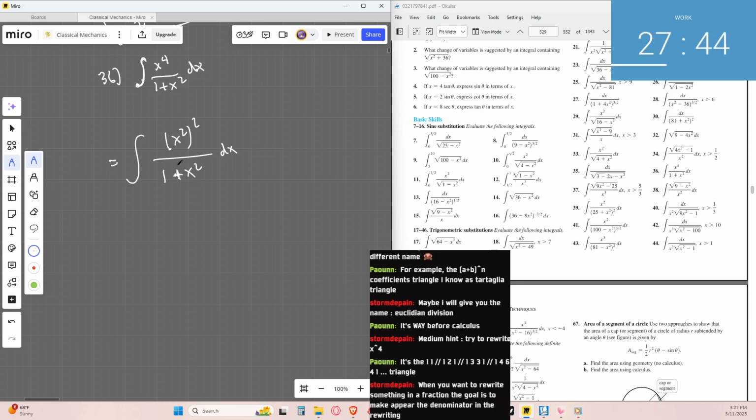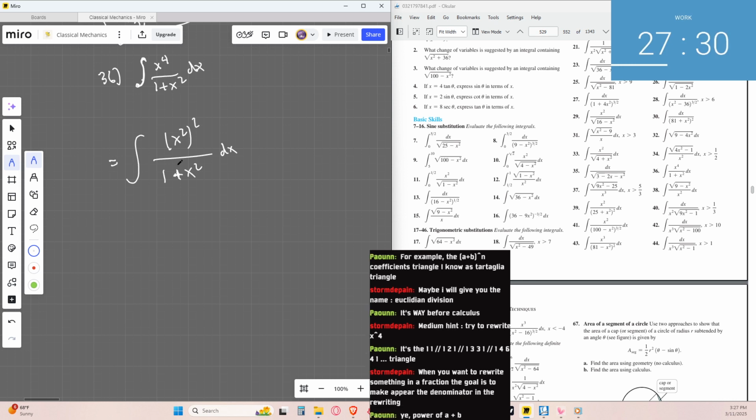I'm trying to remember the name. I know it starts with a B. Binomial? The binomial triangle? I don't know if that's the right name, but that's what I remember it from. Because I think it's also like the binomial theorem.